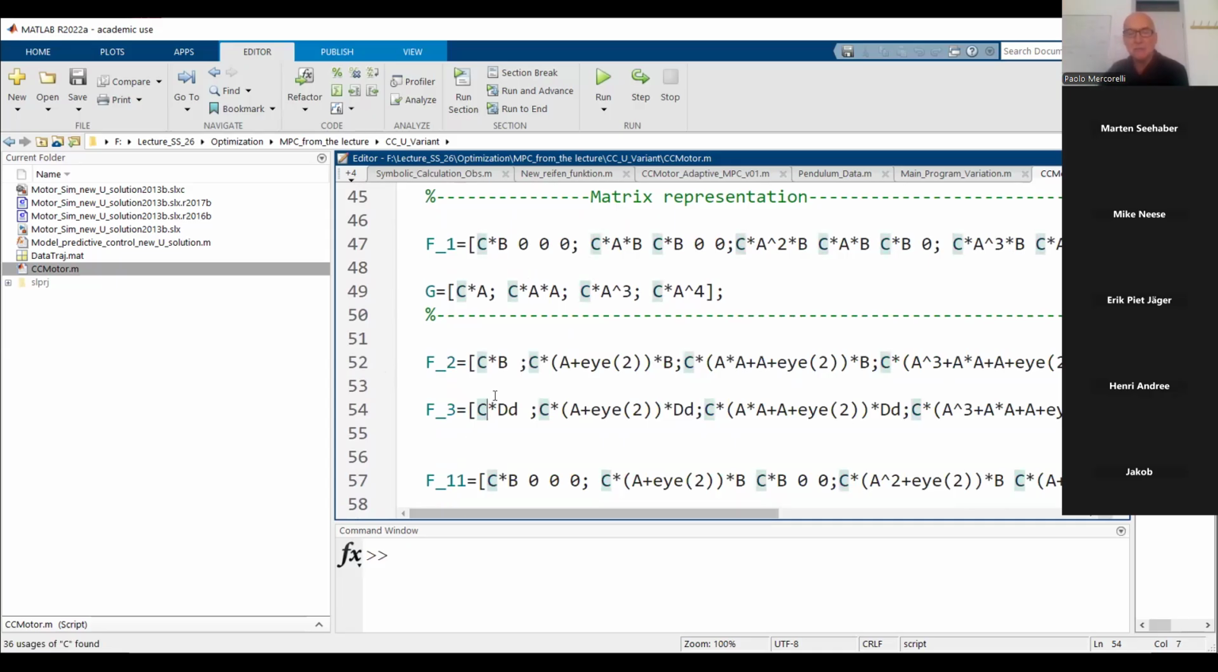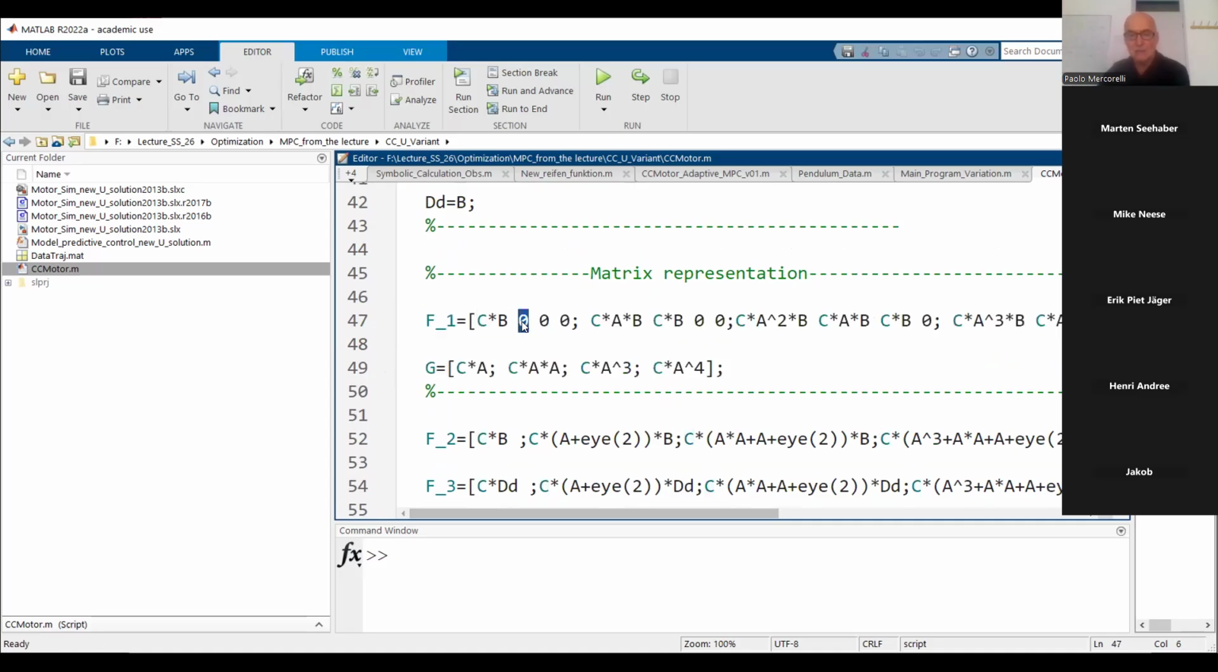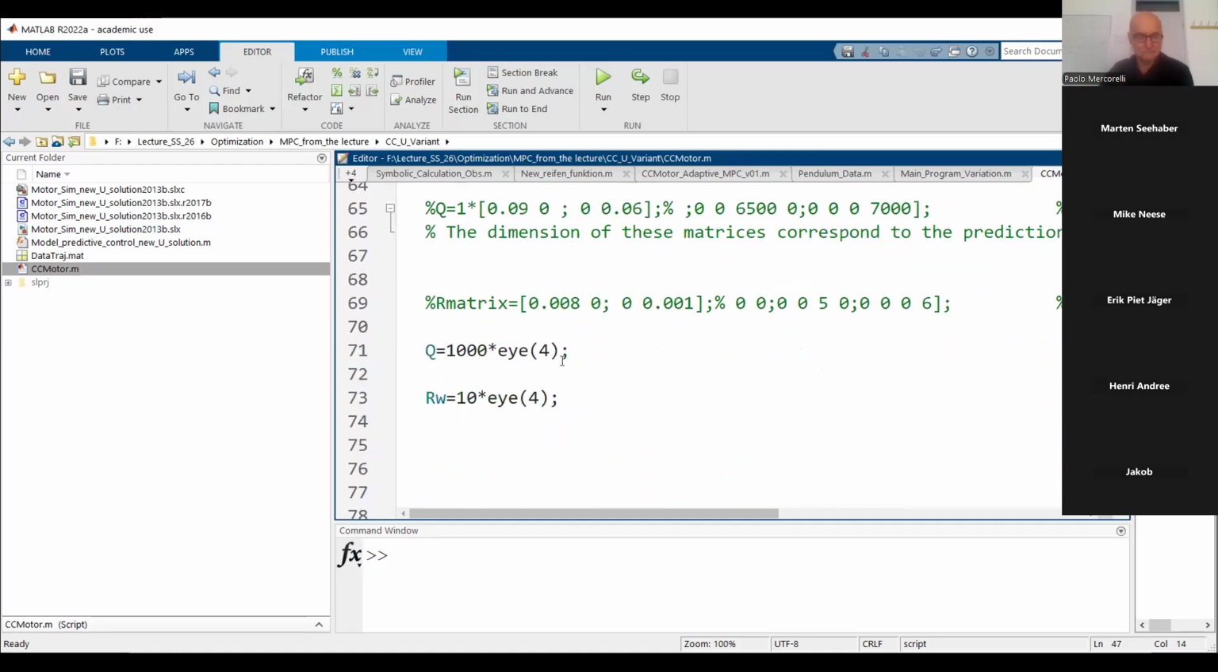How many steps do we have? 4 steps. We can see 1, 2, 3, and 4. Just to check, just to test. I put R, and I call it here RW because R was also the resistance. And Q, it doesn't matter what. Just the diagonal element. You remember, I clarified why the diagonal element can be better interpreted.